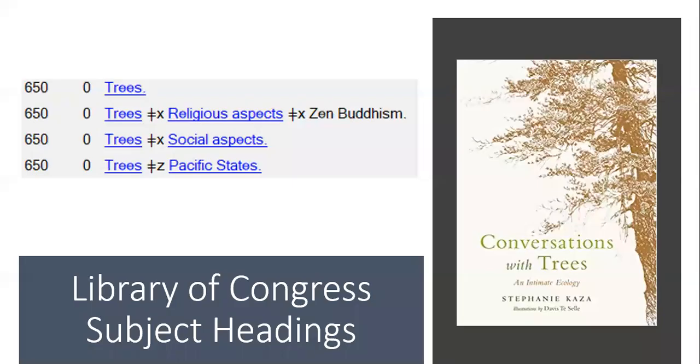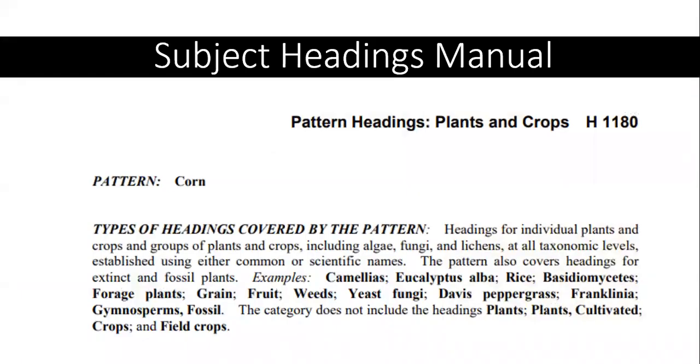Okay, so the cataloger did trees. They did trees religious aspects, and then they added Zen Buddhism, and they did trees social aspects, and then trees Pacific states. So let's look in our subject headings manual. And for trees, you have to actually look at the pattern heading of plants and crops, H1180.